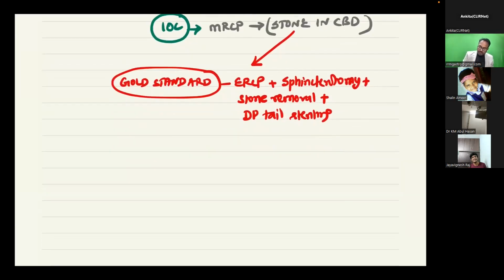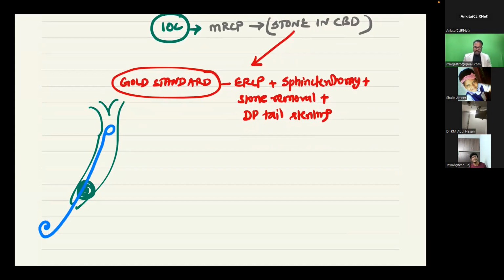What will I do? If the patient's MRCP picture is like this, MRCP shows there is a stone in the bile duct. So immediately what will I do next? I will do ERCP, remove the stone, and I will keep a stent like this. This is known as a double pigtail. What is pigtail? See, this is a pig. The pig will have a tail like this. We have a stent like this, known as a double pigtail stent. So the gold standard for a CBD stone is that double pigtail stenting should be done.